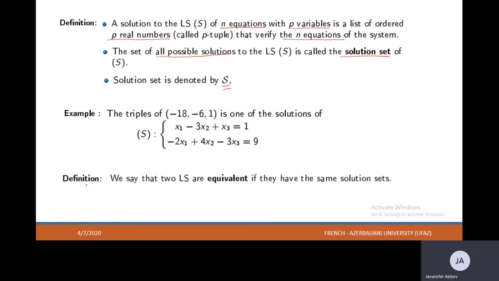We have an important definition, and in order to solve linear systems we will use this definition. We say that two linear systems are equivalent if they have the same solution sets. In order to solve a linear system, we will transform it into an equivalent and simpler linear system. Then we will find the solution set of the simpler linear system. That's it.